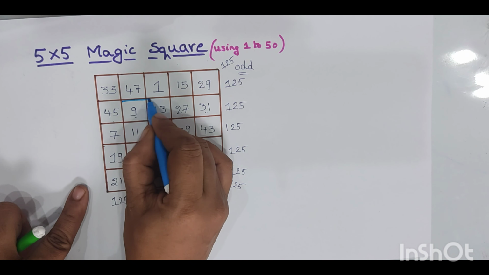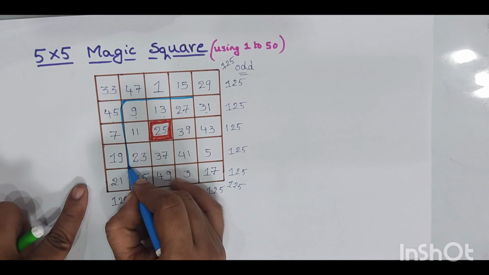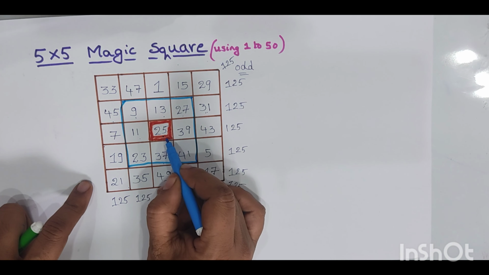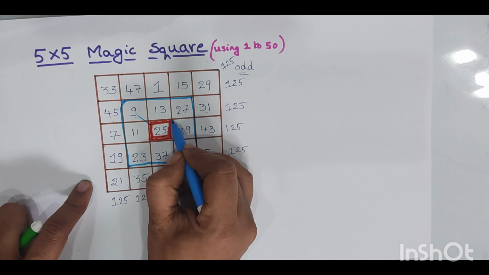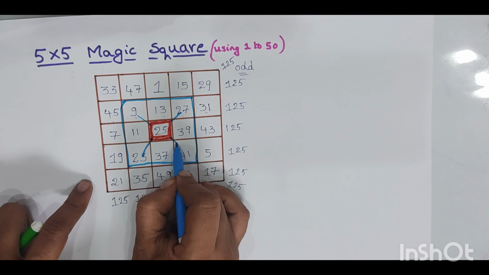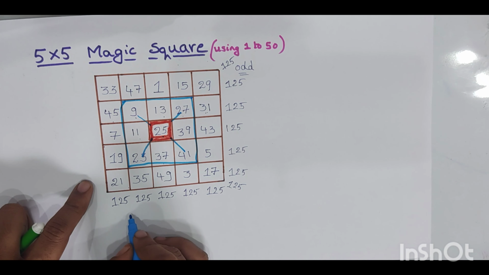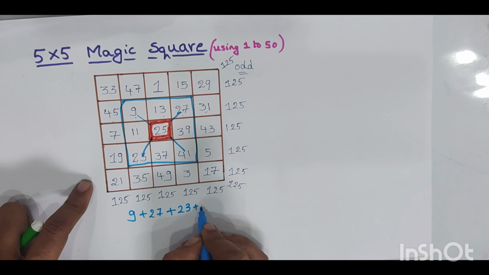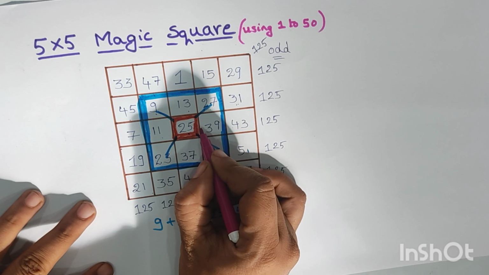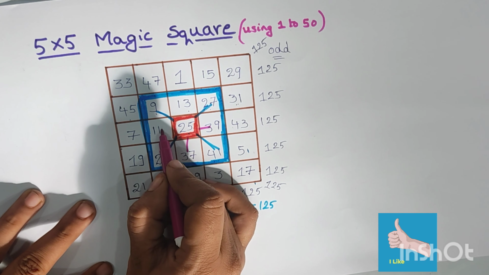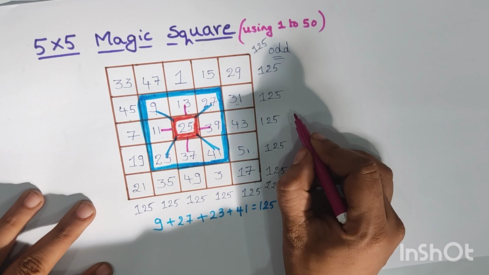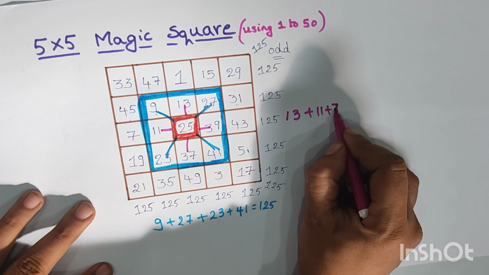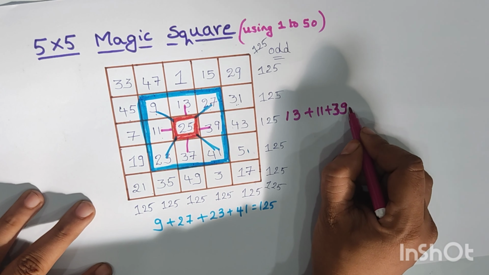Here the inner square is like this: 9, 27, 23, 41, and the sides 11, 13, 39 and 37. First if we add the corners 9, 27, 23 plus 41 with the extreme center 25, the total will be 125. Now the sides of the inner square, that is 13, 11, 39, 37 with the extreme center 25, that sum will also be 125.